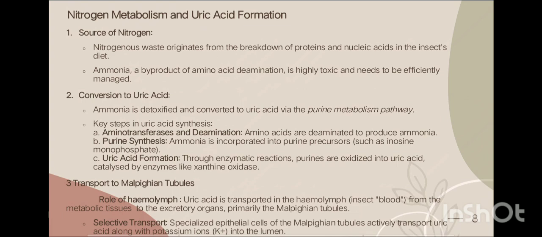Next is the nitrogen metabolism and uric acid formation. This is the main topic which I want to deal with, and I have written all these things in a few points so that it is easy to learn, and you can elaborate each and every sentence when you are writing an answer. So the first one is the source of nitrogen. Source of nitrogen means the nitrogen waste originates from a breakdown of protein and nucleic acid in the insect diet.